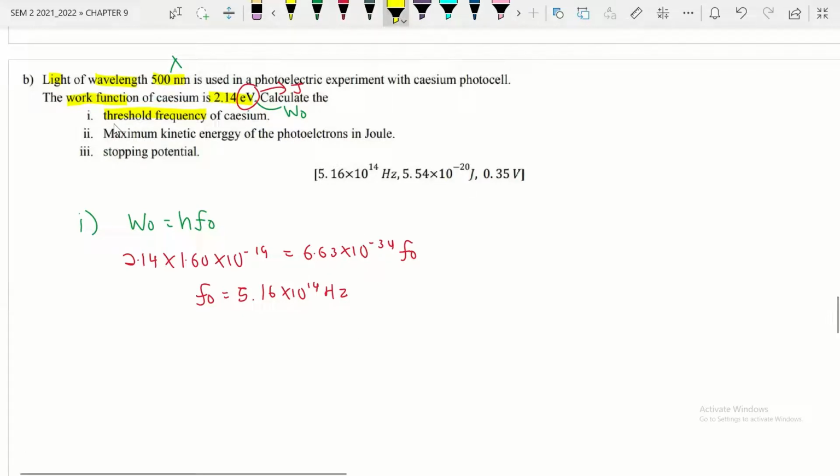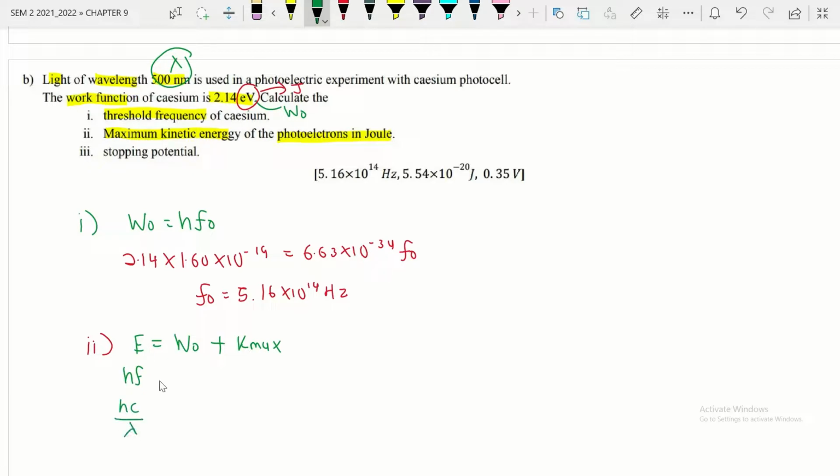So the next one, kita nak cari maximum kinetic energy of the photoelectron in joule. Okay, macam mana kita nak cari dia? Kita kena guna equation, general equation. Okay, energy equals to work function tambah juga dengan maximum kinetic energy. So, sekarang kita cuma ada wavelength. So, bila ada wavelength, kita tak boleh pakai HF. Tapi kita kena pakai HC over lambda. Okay, boleh? So, W0 tambah juga dengan maximum kinetic energy.